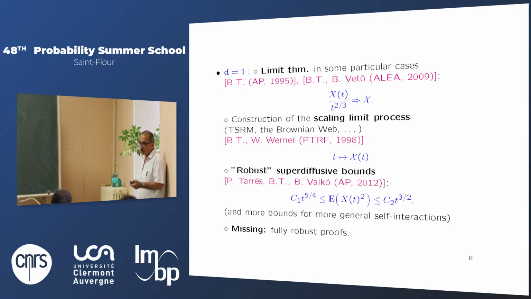We didn't call it that name. Later, other people gave that name anyway. But the Brownian web includes... the process is constructed as a derivative, or derived from the Brownian web in a sense. And much later, we were able to prove, with these co-authors, Pierre Tarrés and Benedek Valkó, super diffusive bounds on the variance.